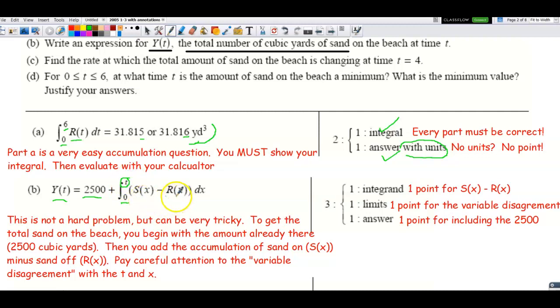We've talked about in class how we want these variables to be different so that we can substitute in the t for x. You could have two different integrals here. You could have the on integral 0 to 6 of s of x dx minus the off integral 0 to t of r of x dx. So you get 1 point for the correct integrand. That means that you are subtracting the on rate minus the off rate. You get 1 point for the limits.